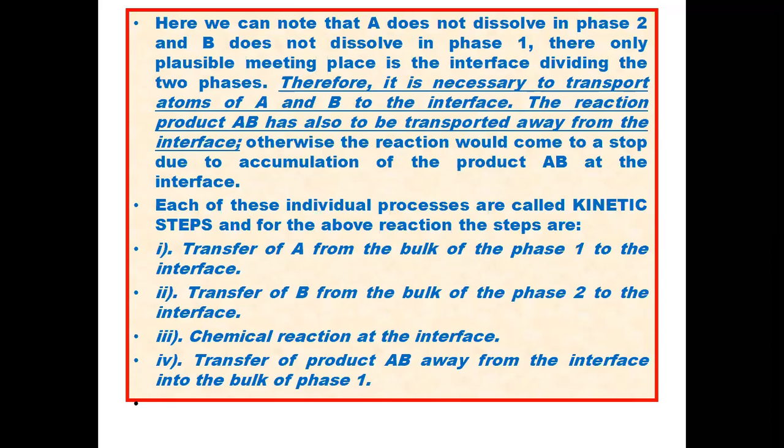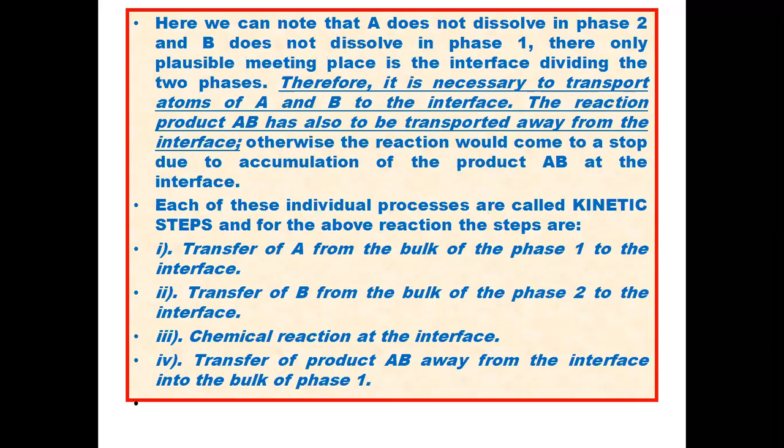So time to time, for the reaction to be carried out, the product concentration at the interface should be removed. Time to time, AB should be taken out. Otherwise, the reaction area will gradually sink and the reaction will retard. In that case, the reaction would come to a stop due to accumulation of more product. Each of these individual processes is called a kinetic step.